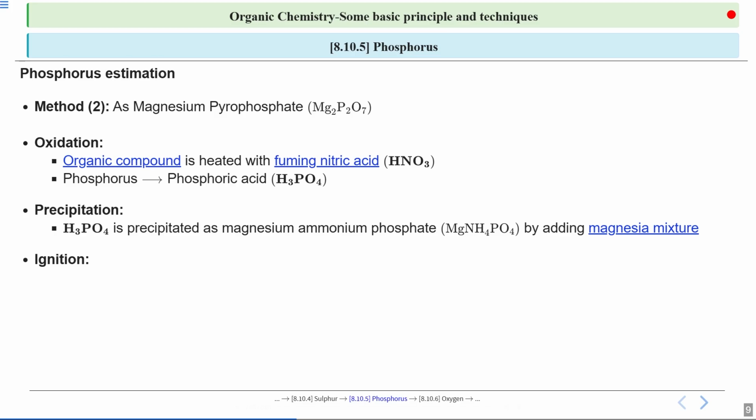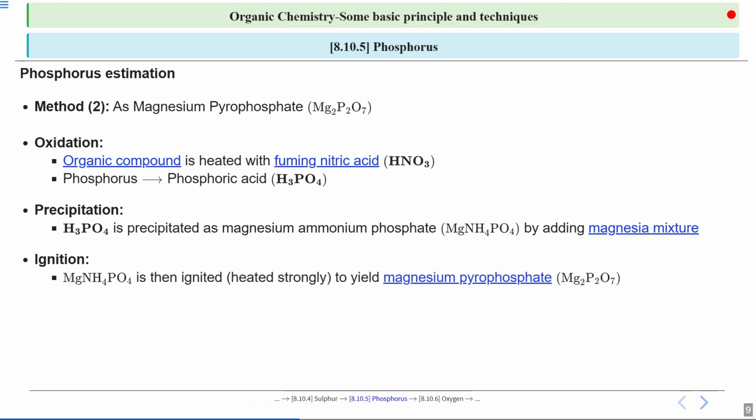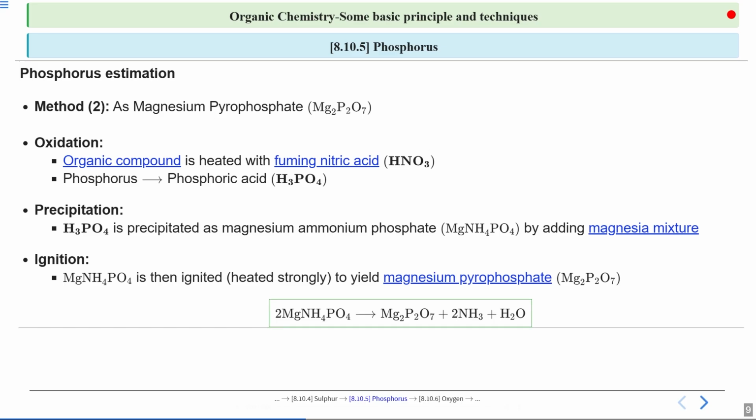Then next is ignition. Magnesium ammonium phosphate is ignited to yield magnesium pyrophosphate, which is Mg2P2O7. So this transformation is the key to determine the phosphorus content accurately. The chemical reaction for this process is shown here. So 2MgNH4PO4 is converted to Mg2P2O7, releasing ammonia and water. So this reaction highlights the conversion of precipitate into the desired pyrophosphate form.